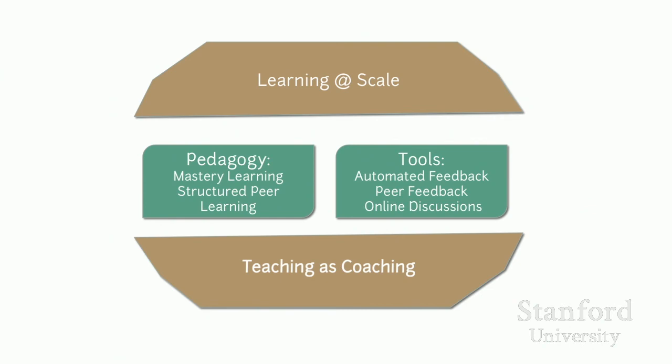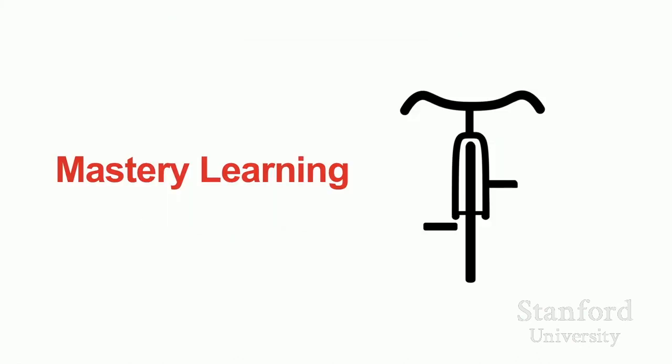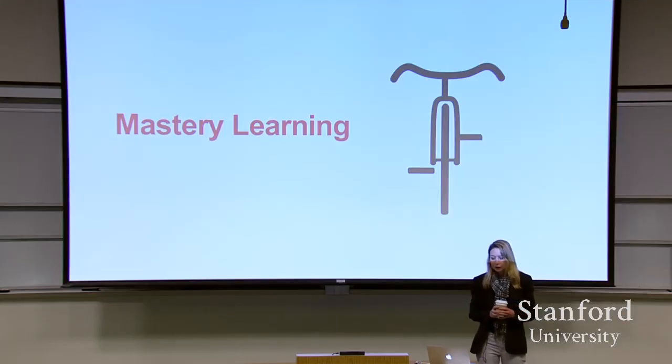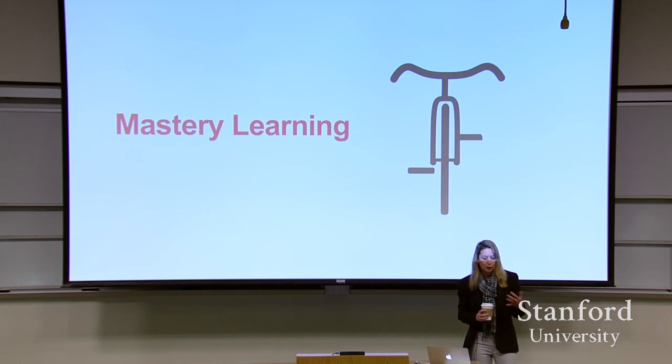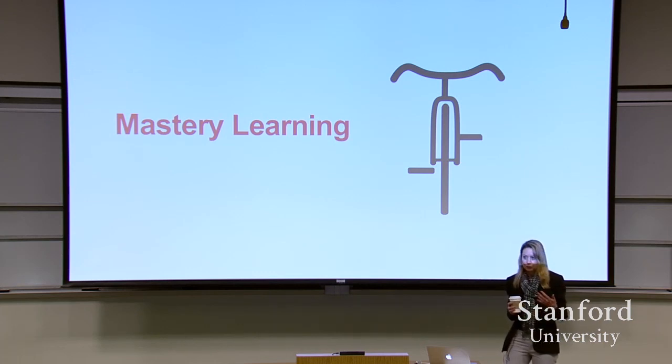And in particular, automated feedback, peer feedback, and online discussions. And so let me talk about these briefly. So mastery learning, I got a little bike here because Salman Khan talks about the Swiss cheese model of learning, where you kind of fall through the holes, which is when you're in traditional teaching environments, you study a math topic, you maybe get a C on the test and you move on.